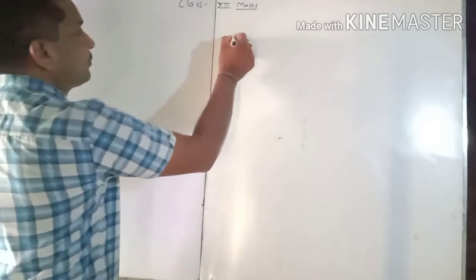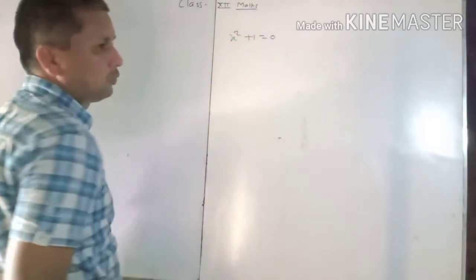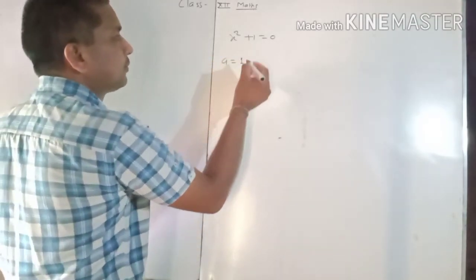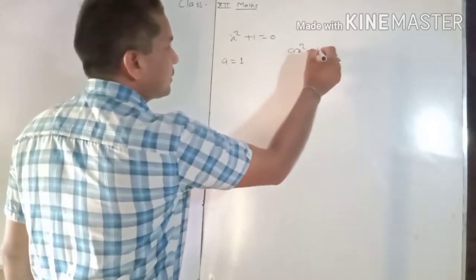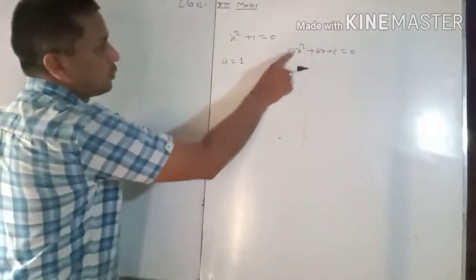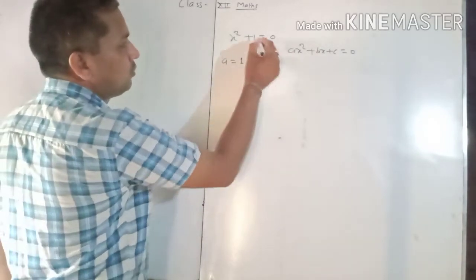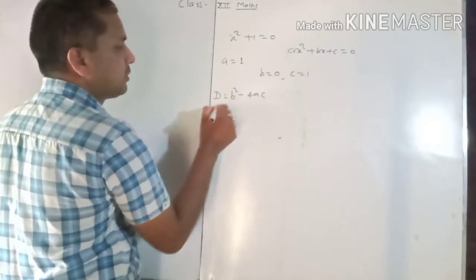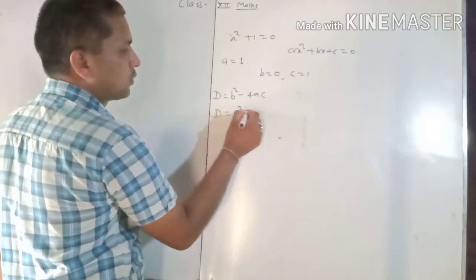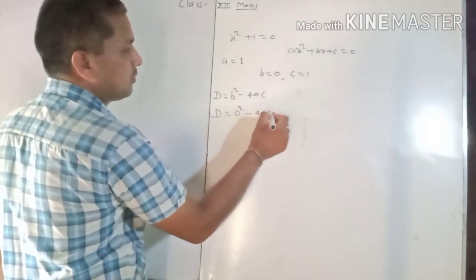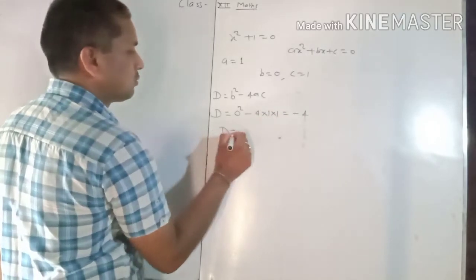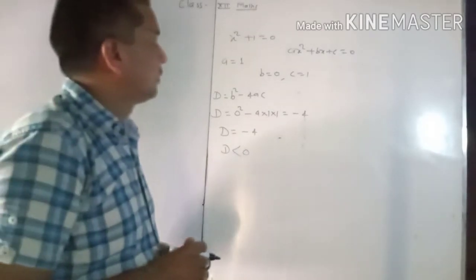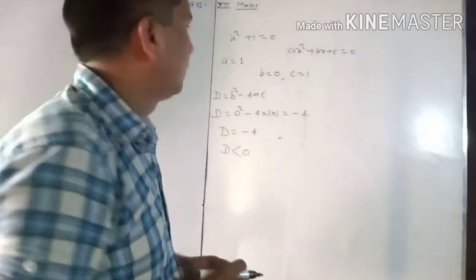Now take an example, x square plus 1 is equal to 0. This is a quadratic equation. Compare with ax square plus bx plus c is equal to 0. So a is equal to 1, b is equal to 0 and c is equal to 1. So b square minus 4ac, the discriminant, is equal to 0 square minus 4 times 1 times 1, equal to minus 4. So D is equal to minus 4, means D is less than 0. In this case, the roots of this equation are imaginary.